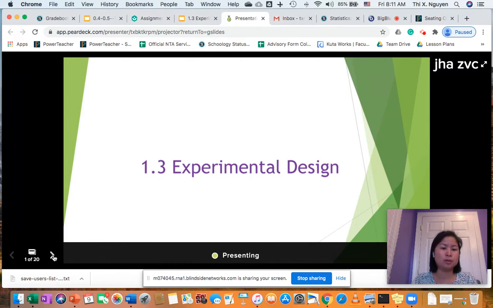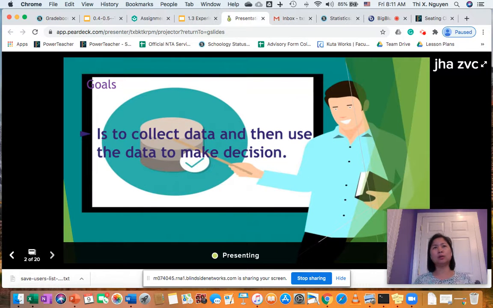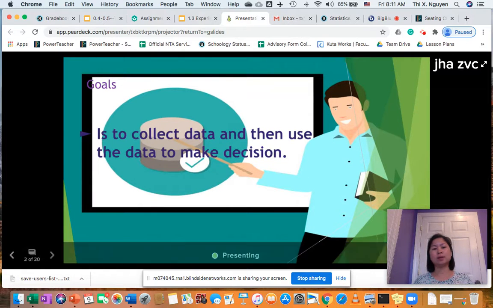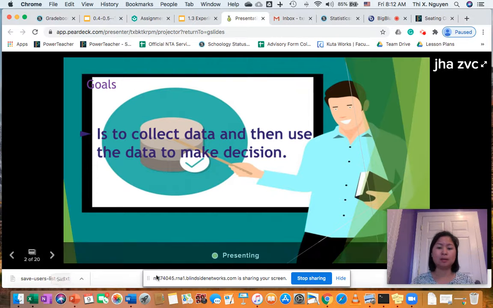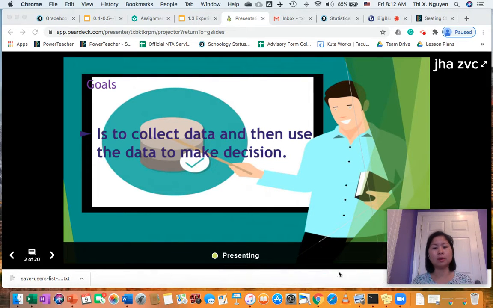So I'm gonna close this. Okay. All right. The goal for all the things that we've been talking about is that we're gonna collect data and then use data to make decisions. It's important that we know what we have, right? And use that data to say, okay, based on this, this is what I'm gonna do.